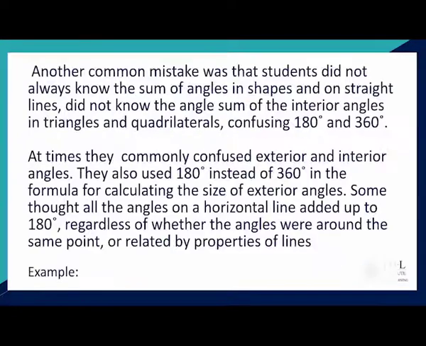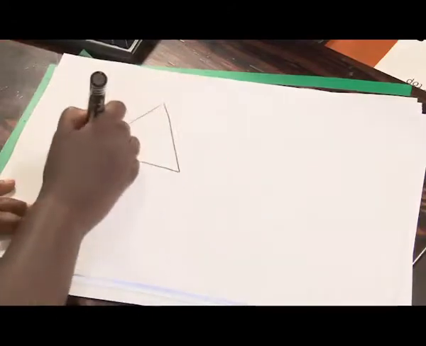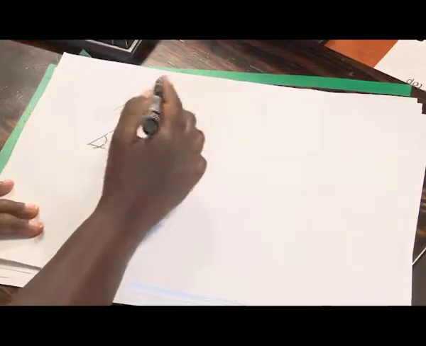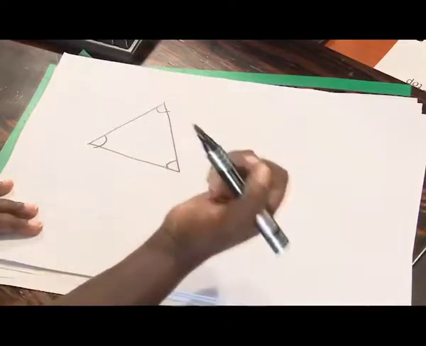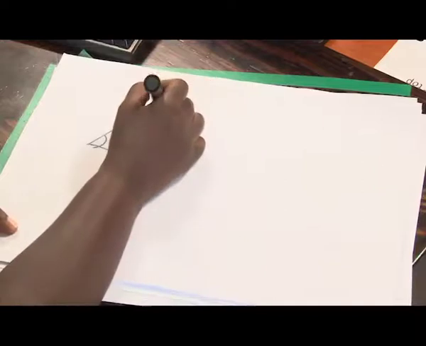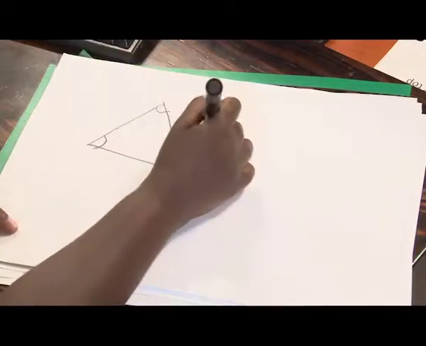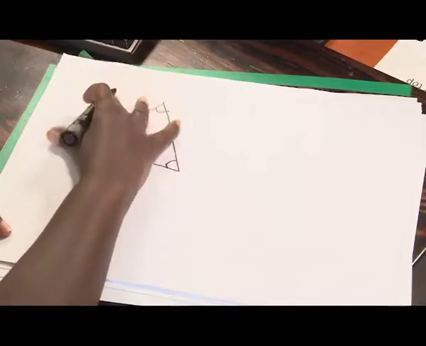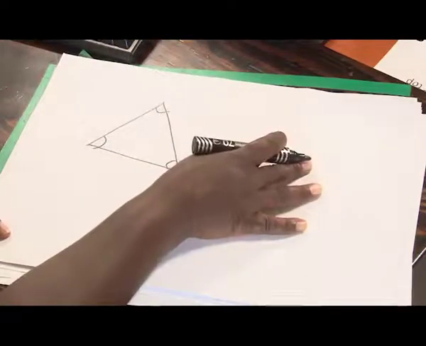and then it will also lead you to not being able to give the correct answer. Another common mistake was that students did not know the sum of angles in a shape. Let's say we have a triangle. It's already given that the sum of angles in a triangle, the sum of angles in a parallelogram, the sum of angles in some shapes, they are there. You know that the sum of angles in a triangle is equal to 180. And sometimes they are confusing between the 180 and the 360 degrees.